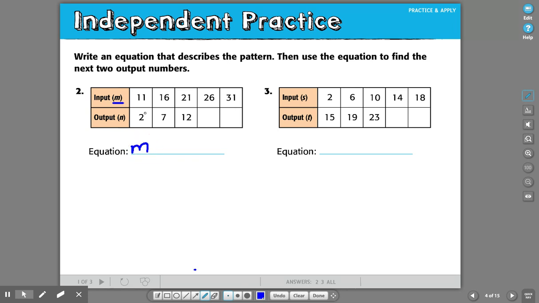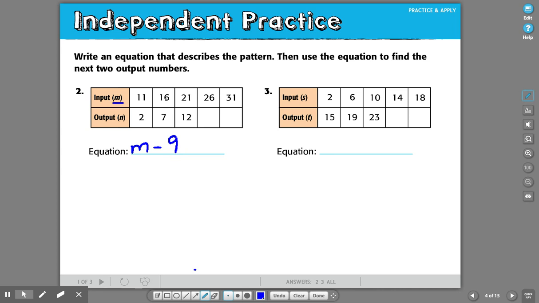Now we have to figure this out. What's our rule going to be? Because they don't tell us. So how do you get from 11 all the way to 2? We know we need to take away because we're getting smaller. And let's count backwards. Use your fingers if you need to. 11, 10, 9, 8, 7, 6, 5, 4, 3, 2. How many did we take away? 9.